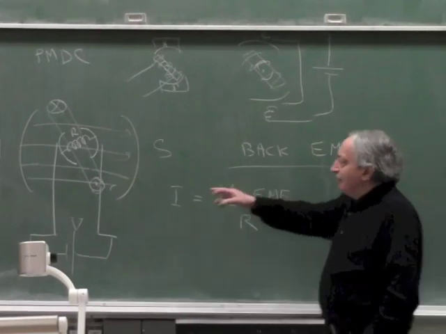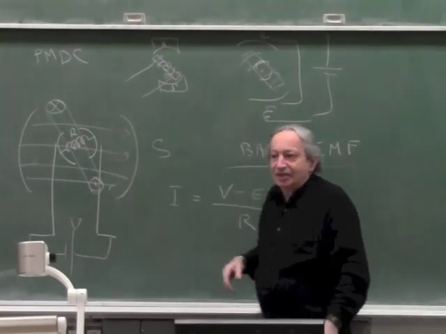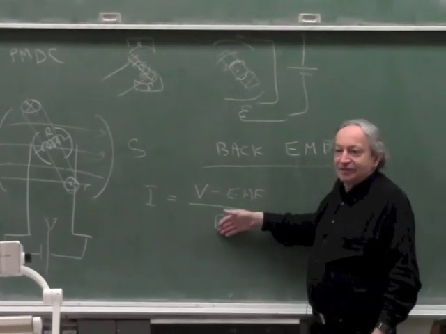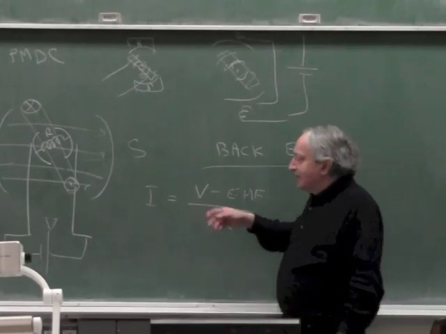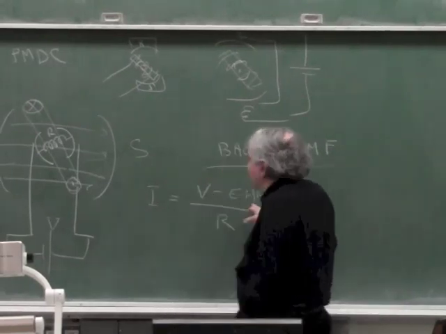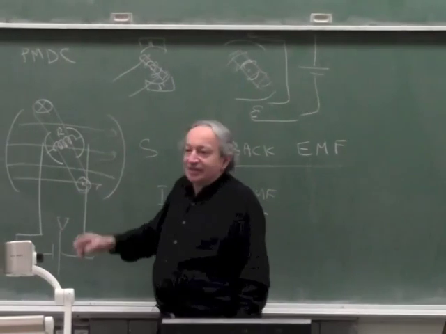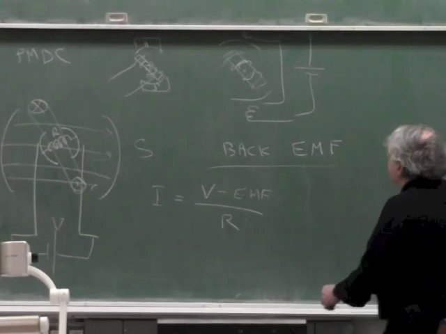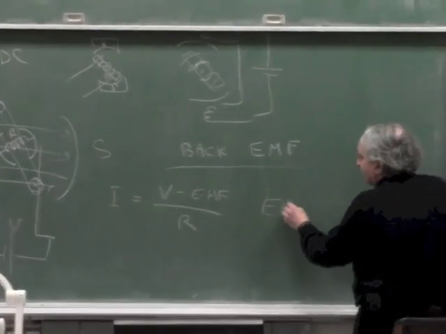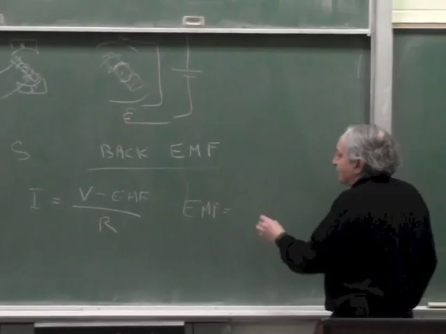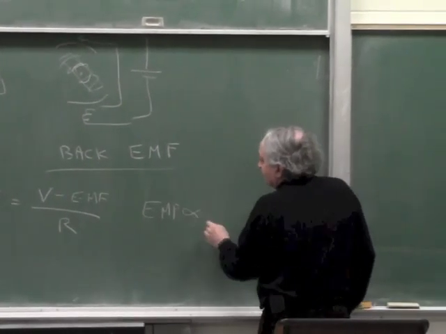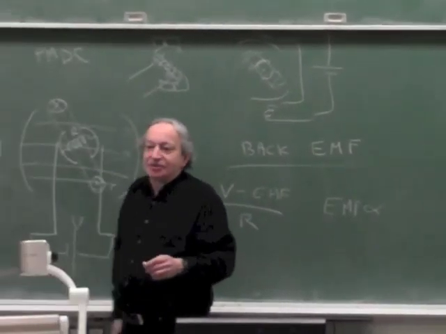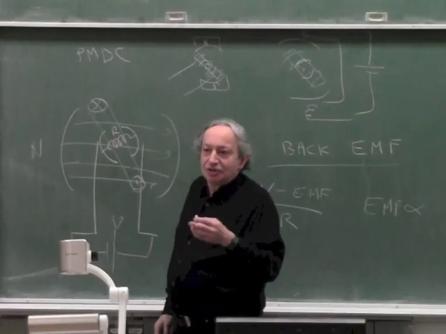So the EMF is only generated when the motor is rotating. So if the motor is stalled, this term disappears, it's V over R. Okay? But as the motor is rotating, there is a back EMF which limits the current. Okay? Now, if we want to put it in an equation, we know that the EMF is proportional to BLV, because any conductor moving through a magnetic field generates a voltage BLV.